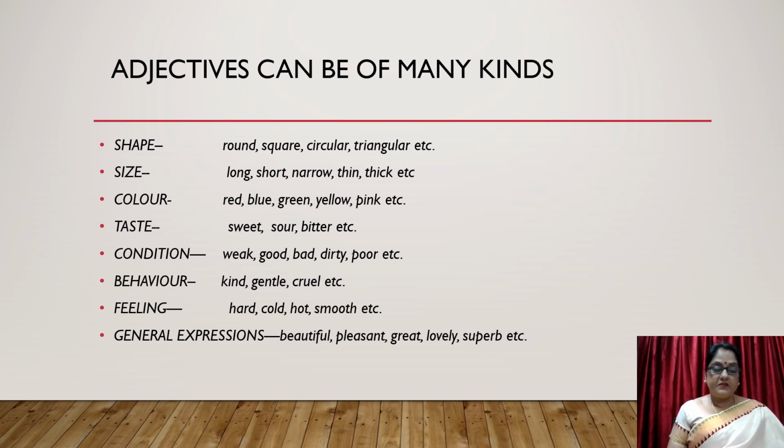Now general expressions like beautiful, pleasant, great, lovely, super. These are all the words we can use to describe something or somebody. That is why they are called adjectives.